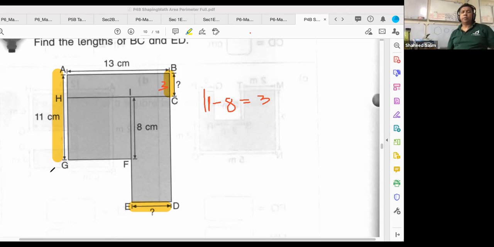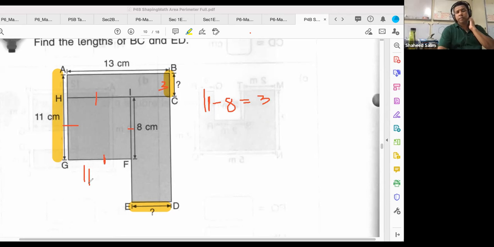Next one then. We want you to find ED. Okay, I'll show you. This is a square. All the sides are the same. That means this is also 11. The whole thing is 13 cm. 13 minus 11, 2 cm. All right, we move on.